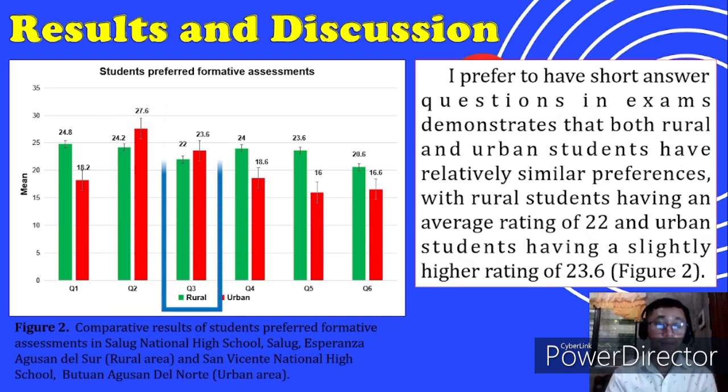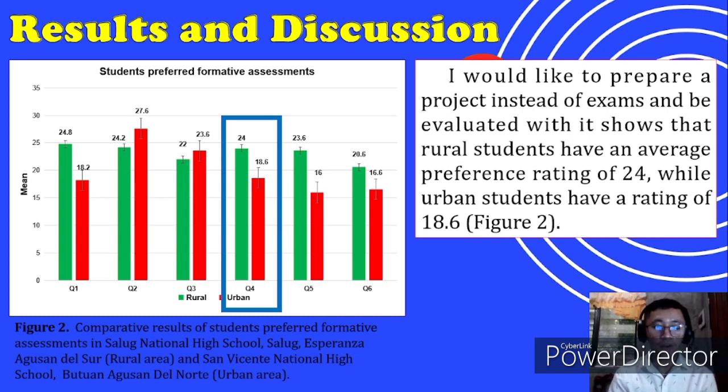In question number 3, "I prefer to have short answer questions in exams," both rural and urban students have relatively similar preferences, with rural students having an average rating of 22 and urban students having a slightly higher rating of 23.6.